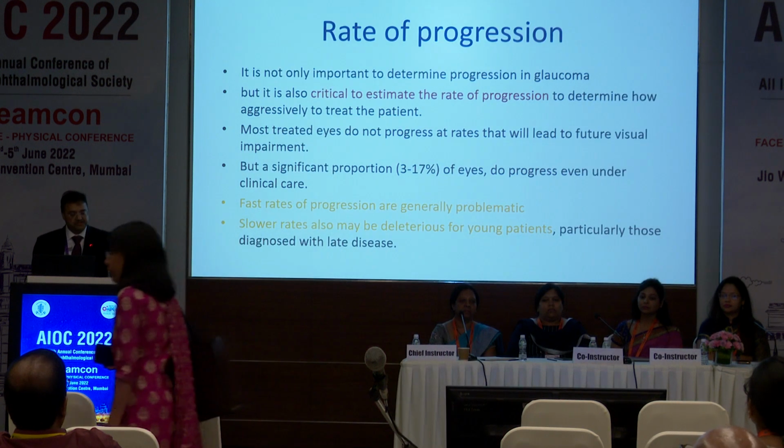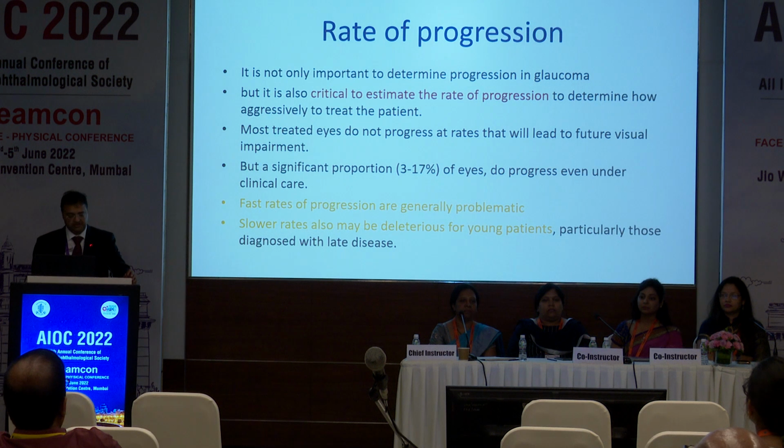So rate of progression is not only important to determine the progression in glaucoma, but it is critical to estimate the rate of progression to determine how aggressively we have to treat the patient. So rate of progression plays a very important role when you want to report progression. Most treated eyes do not progress at rates that lead to future visual impairment. But there is a proportion of patients who do progress, and we have to take care of that by checking for progression. And how do we check for progression, which I've already mentioned?